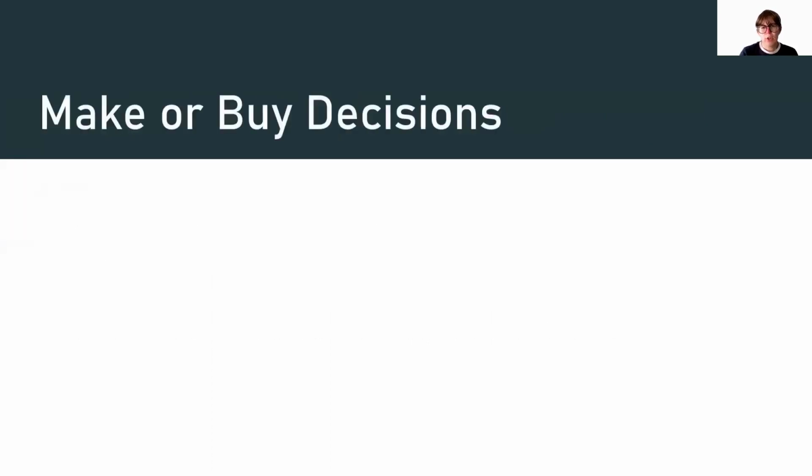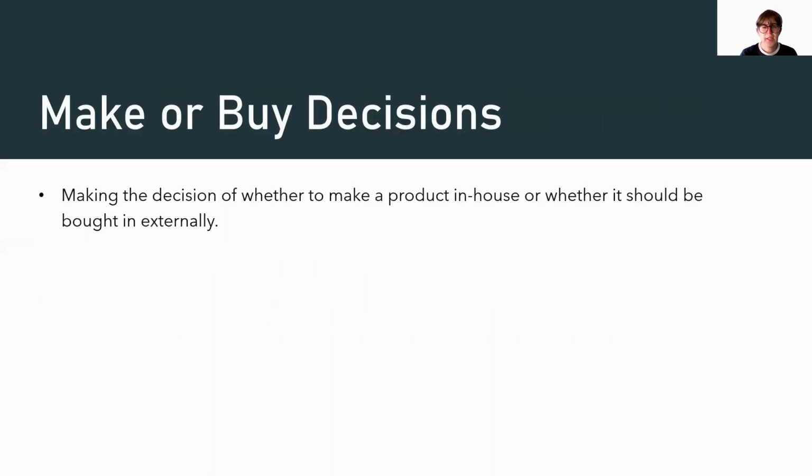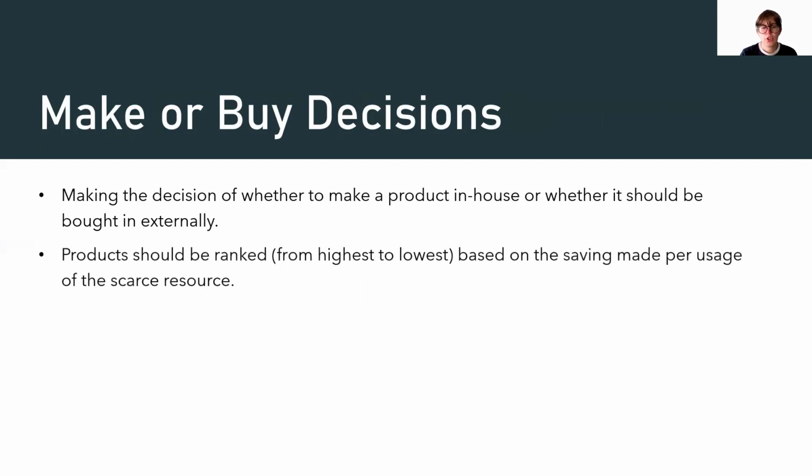We then have make or buy decisions. So this is about making the decision of whether to make a product in-house or whether it should be bought in externally. Products should be ranked from highest to lowest based on the saving made per usage of the scarce resources.